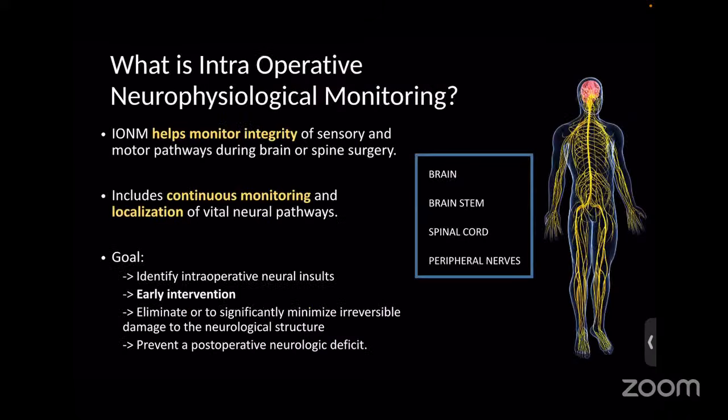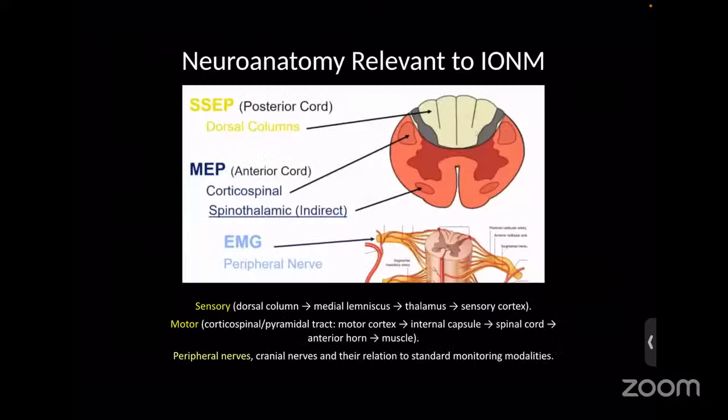With this background of history, we now understand IONM and what it is. It helps in monitoring the integrity of your sensory and motor pathways by continuously monitoring and localizing the vital neural pathways, right? This helps us prevent post-operative neurological deficit by an early intervention.